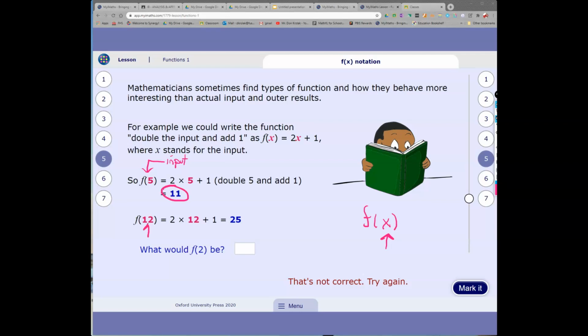Here, your input is 12. So what is in the parentheses is telling you what the input is. Take that input and apply the rule that you called f to it. So if my input was 2, and my f rule was double the input and add 1, I'm going to double 2, 4, add 1, and get 5.